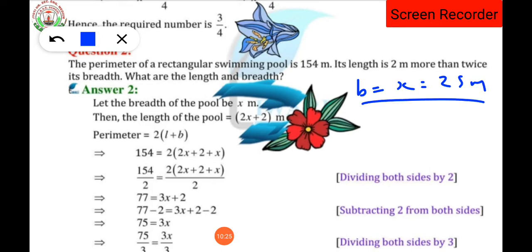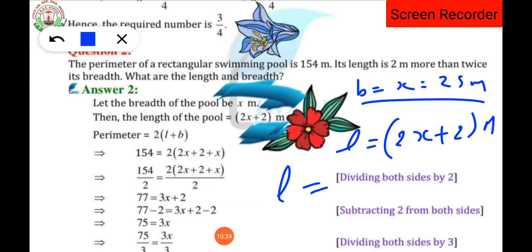Now what is the length value we considered? That is 2x plus 2, isn't it? Now L equals, put the value of x here, so 2 into 25 plus 2. So 2 into 25 will be 50.